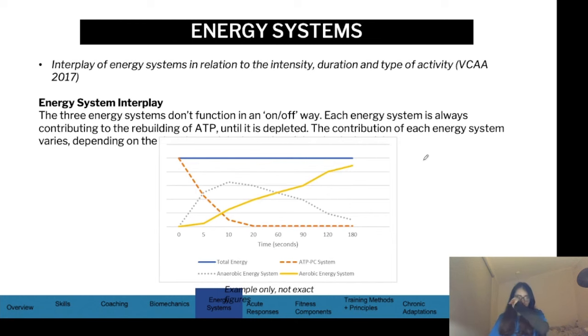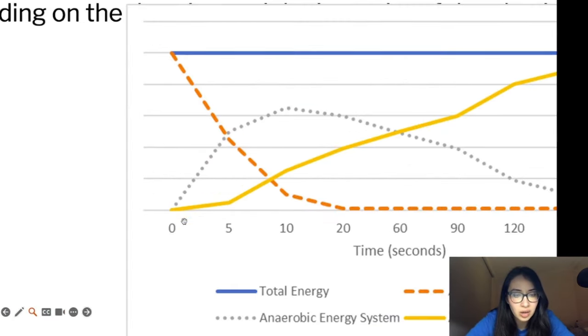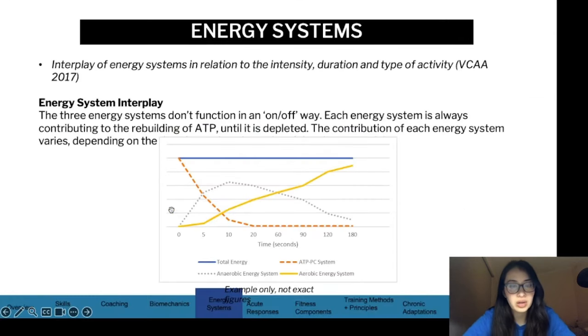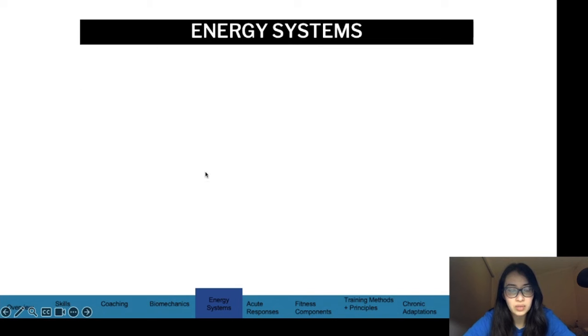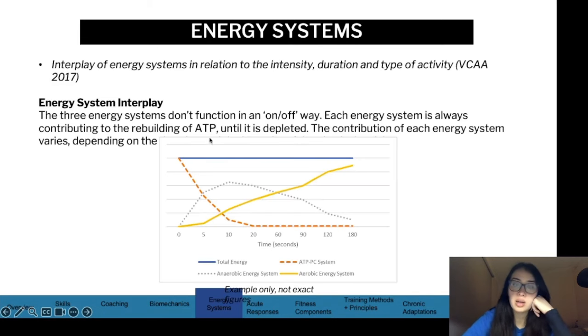Anyway, looking at this diagram, it looks like this is at zero here, but it's not actually zero, it should be slightly above zero. So all three energy systems are contributing at any one given time. If we look at this spot here, like 5 minutes, we can see we've got the aerobic energy system a bit high, quite low, but it's not zero. We've got the ATP-PC system a bit medium, and so is the anaerobic system. And so the greatest contributors are these two systems, the ATP-PC and the anaerobic energy system.